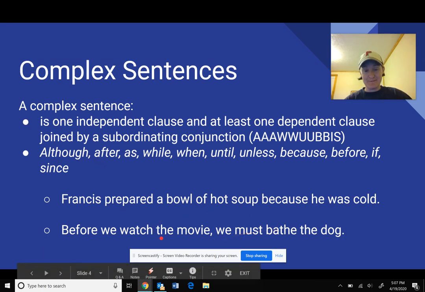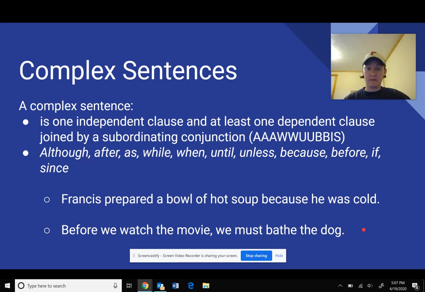Sorry, I just messed you up. Before we watch the movie is dependent. We must bathe the dog, independent. Okay, so the independent can come first and then the dependent, or you could have the dependent come first and then the independent. All right, hopefully I didn't mess you up there.